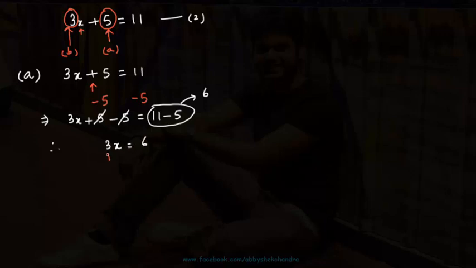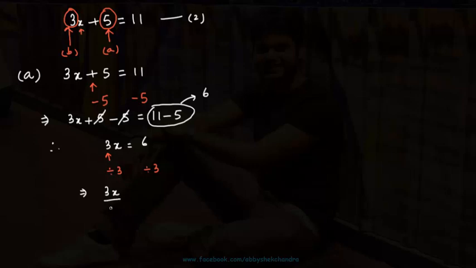Now we need to remove the number 3 from the LHS to isolate x completely. Since 3 is multiplied to x on the LHS, if we divide LHS by 3, it will vanish and we will succeed in isolating x completely. Remember, we will need to divide RHS by 3 as well. So here we go.